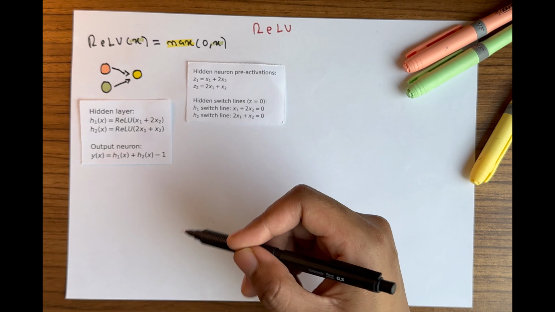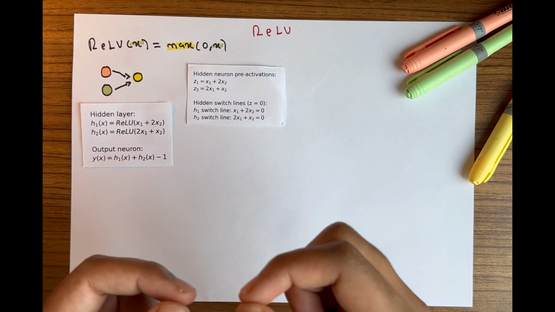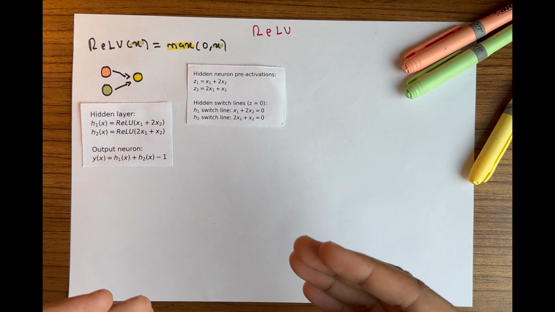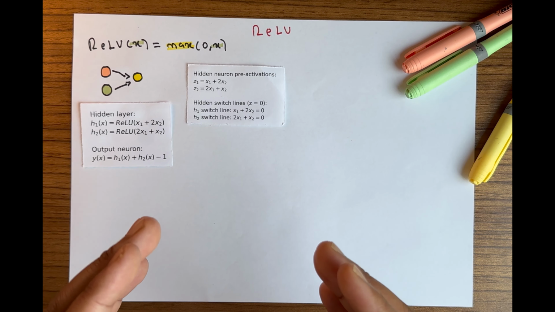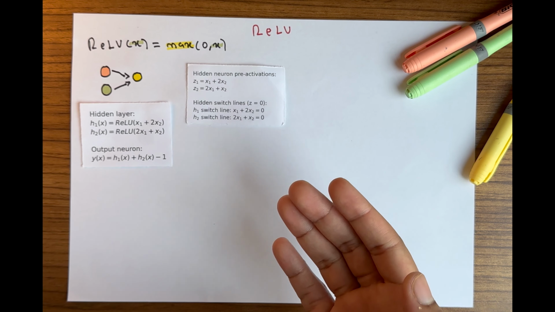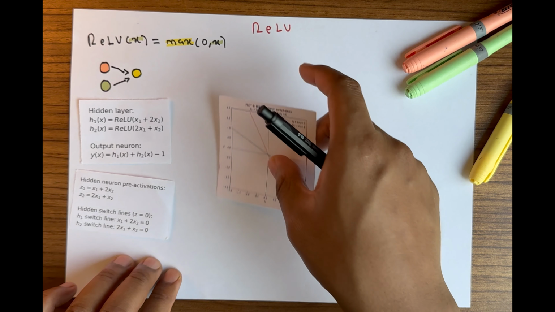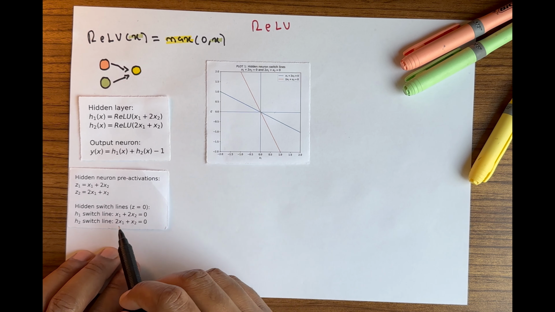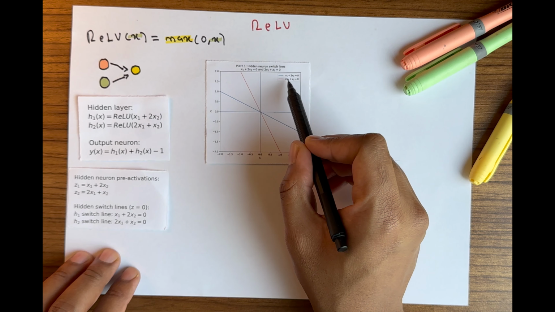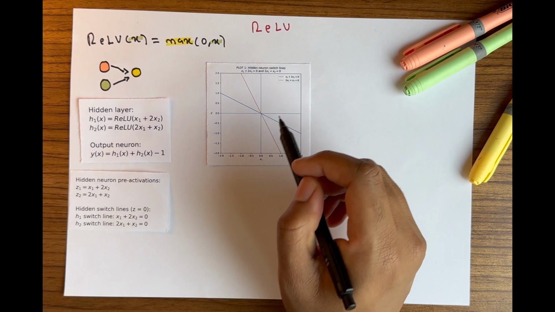And these are the lines that we're going to be plotting. Now, again, think of the switch line as the place where the neuron is indifferent. So on one side of the line, Z1 is negative, and on the other side of the line, Z1 is positive, for example. Okay, so we are going to plot them. By the way, today I have a lot of plots. So I'm going to plot these two lines. The blue one is x1 plus 2x2 equals 0. The orange one is 2x1 plus x2 equals 0.